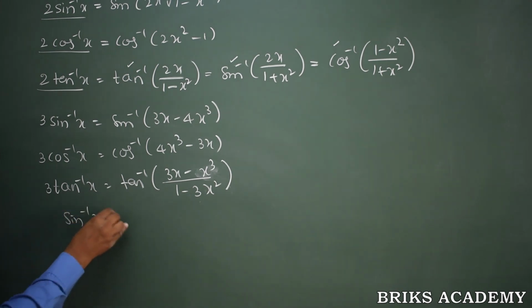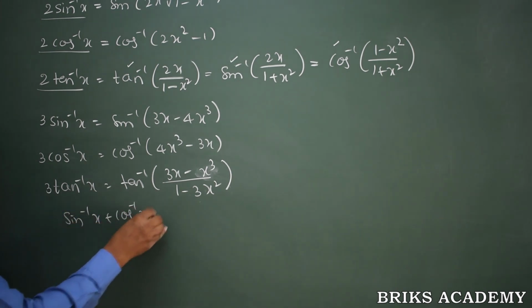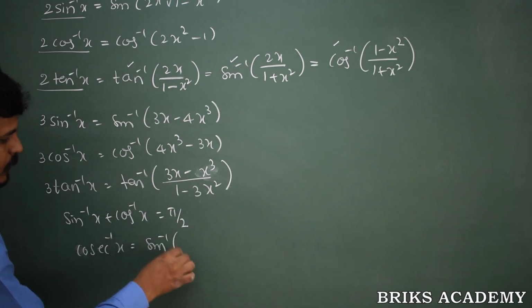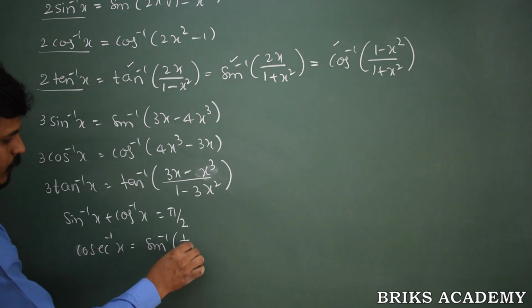Sin inverse x plus cos inverse x is equal to pi by 2. Similarly, secant inverse x plus cosecant inverse x is pi by 2. Tan inverse x plus cot inverse x is equal to pi by 2. If you want to express one in terms of the other, say for example cosecant inverse x, you can express it in terms of sin inverse. Sin inverse of x becomes its reciprocal, 1 by x.